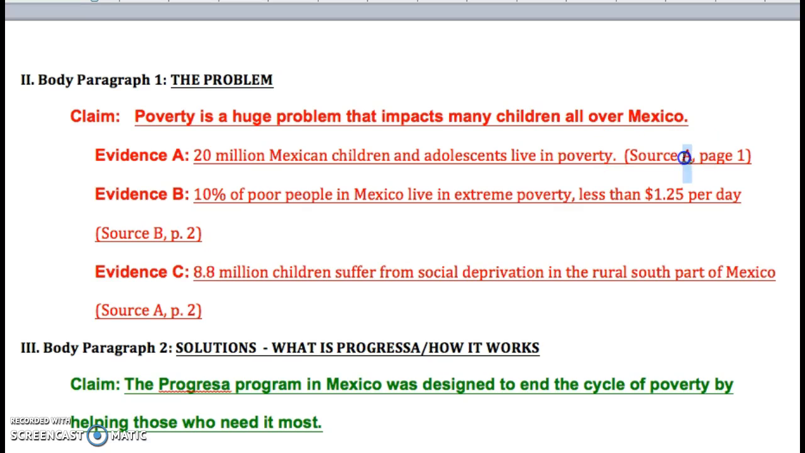Source A, I use source B, I use source A. I did not know those statistics and facts, so I must cite them in my essay by telling which source I got them from and which page number. All of these facts are going to prove this point. All of these pieces of evidence support this claim. And it's important to remember that this entire paragraph, the main point of it, every single piece of evidence must stick to that claim and stay on topic.